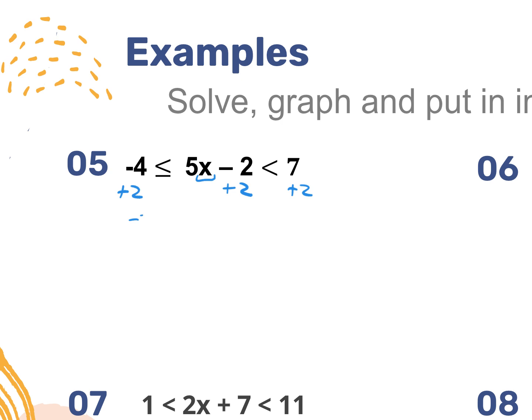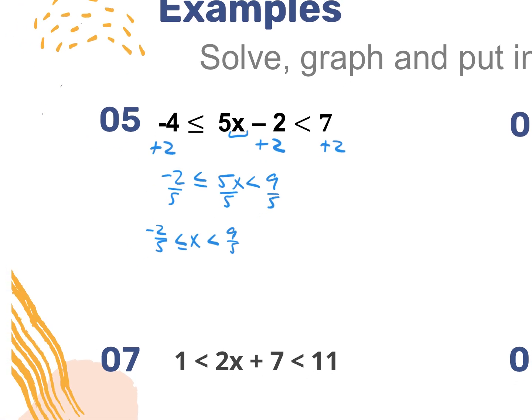And we're going to be left with negative 2 is less than or equal to 5x is less than 9. And then the last thing you want to do is divide by 5. And then you get negative 2/5 is less than or equal to x is less than 9/5. And this would be your solution as a statement. Don't worry about the fractions. As long as you have the x by itself, you're good.